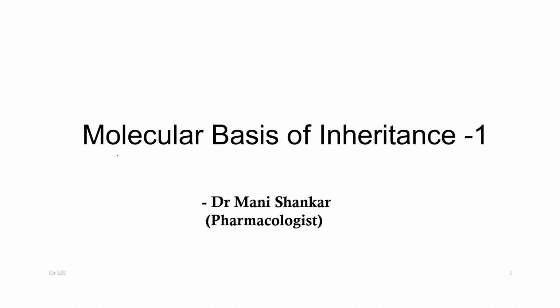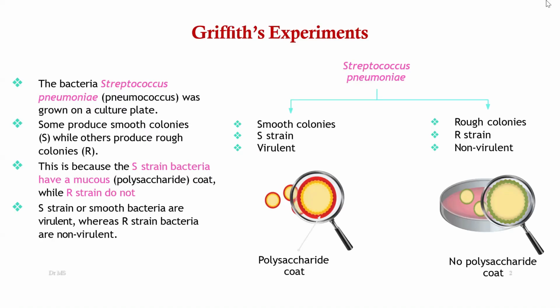Molecular basis of inheritance. So before we start this chapter, let's see a few of the experiments that are really important. The first one is the Griffith experiment. He's a scientist called Frederick Griffith.